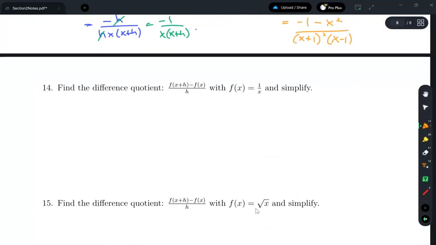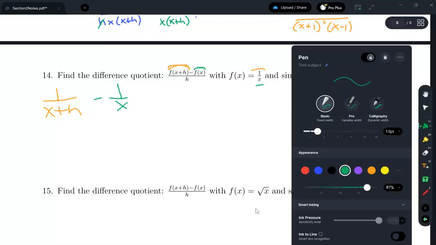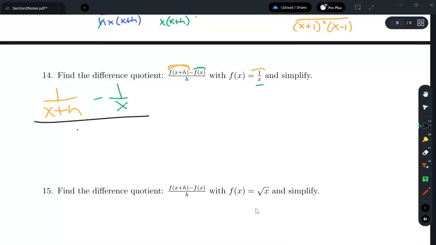Revisiting the difference quotient after all we've learned. So let's do f of x plus h with this function. So that's 1 over x plus h. And then f of x would be minus 1 over x. And then it's all over the h. Okay, what do we do with that?